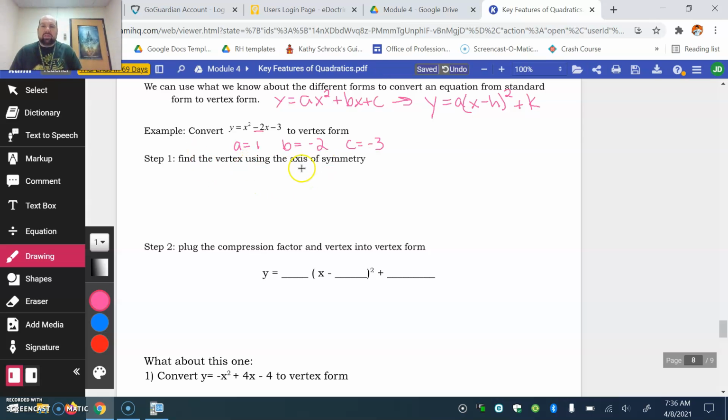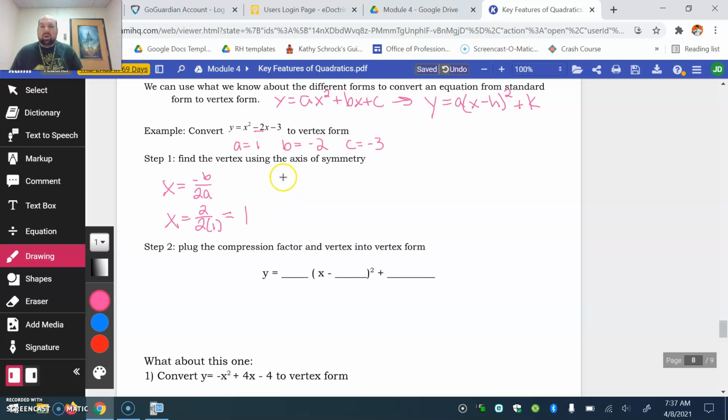So the first step here is to find the vertex. Now, I can use the axis of symmetry. Remember, there's a formula here, -b over 2a. Well, I have my a and I have my b. If b is -2, that means -b is +2, and then since a is 1, we have x equals 1 as our axis of symmetry.